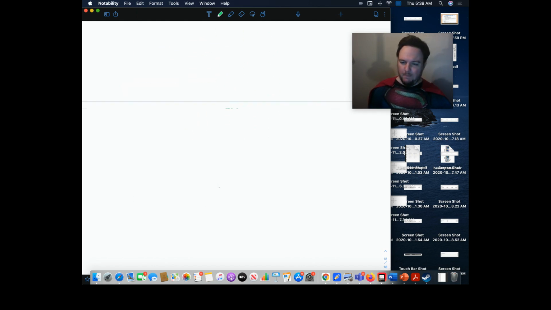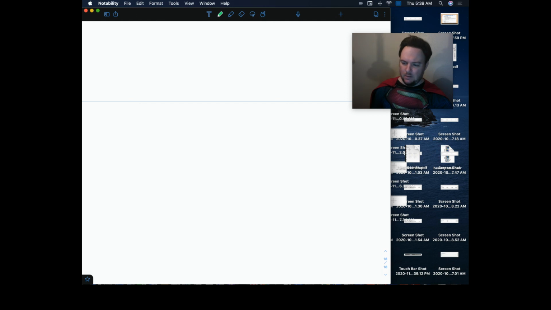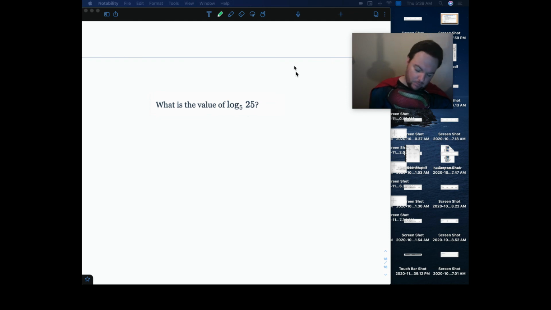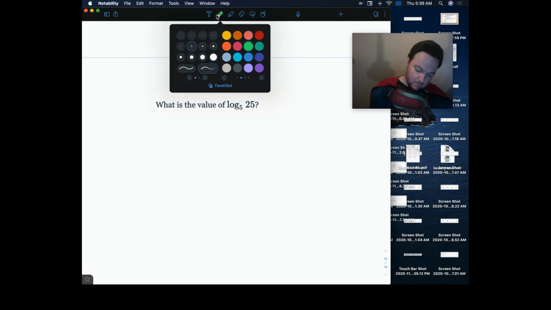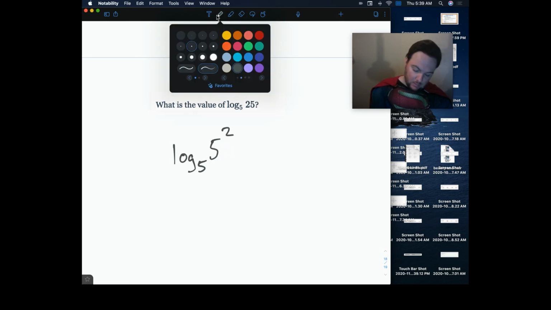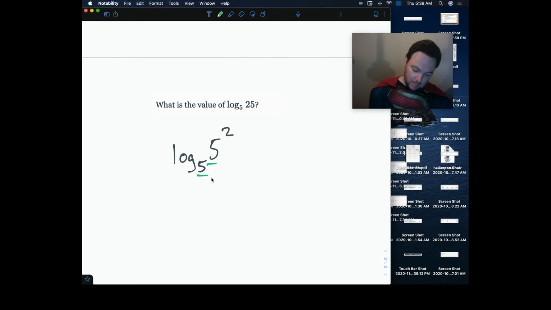Okay. And then the next one. What is log base 5 of 25? Okay, so again, I really hope that you know that 25 is 5 squared. These match up, just the exponent. Cool beans.